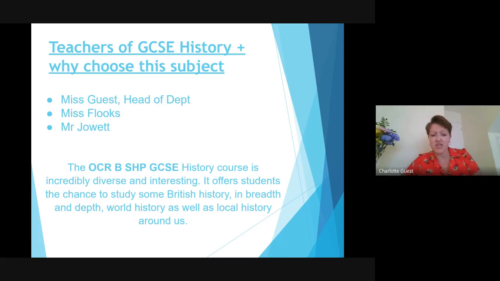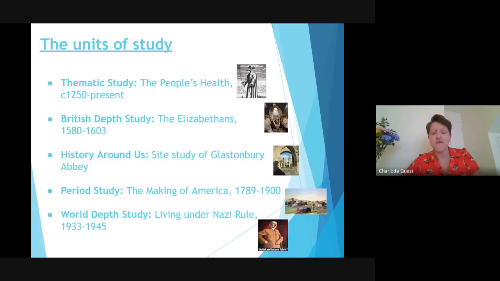It offers students the chance to study some British history in breadth and depth, world history, as well as the local history around us. There are five main units of study, one of those being the thematic study, which covers people's health from 1250 to the present day. And we even look at epidemics such as the Black Death, the plague, and the Spanish flu.